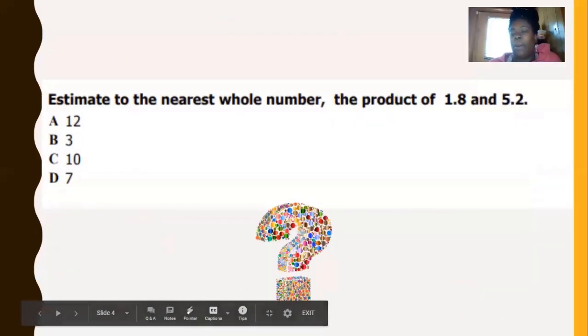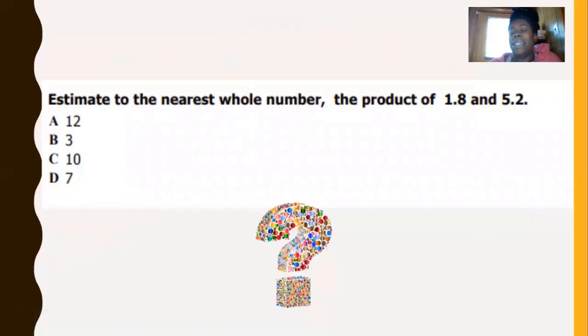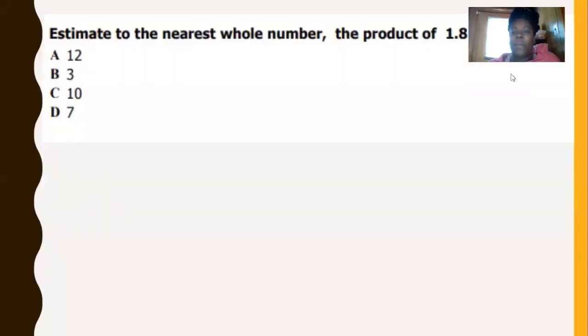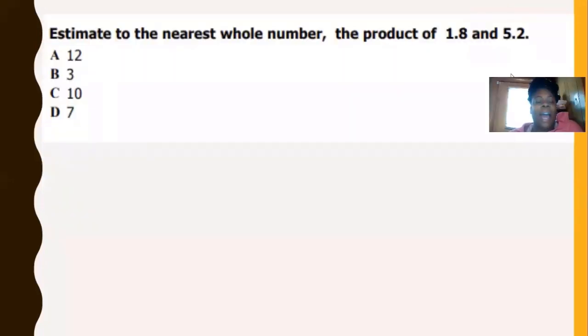Estimate to the nearest whole number, the product of 1 8/10 and 5 2/10. I want you to pause here and give it a try for yourself. I'll be back with you shortly to see how you do. All right, we're back. And now we have to estimate to the nearest whole number.